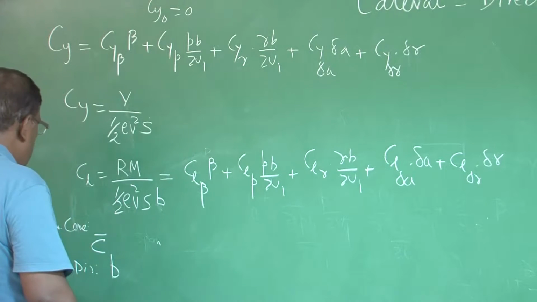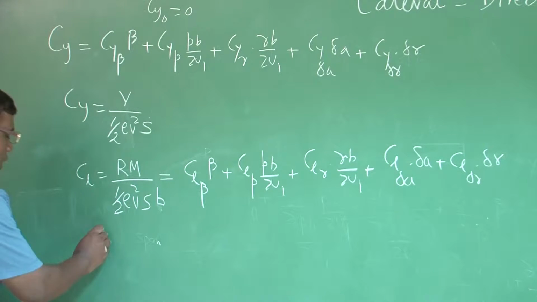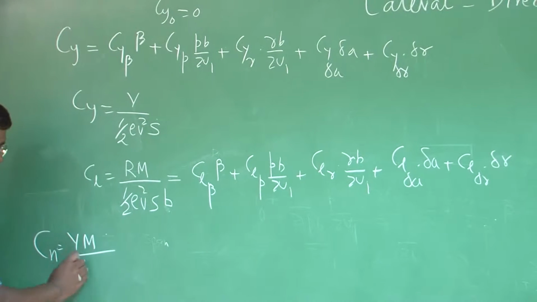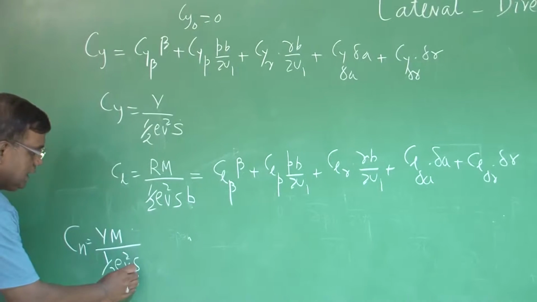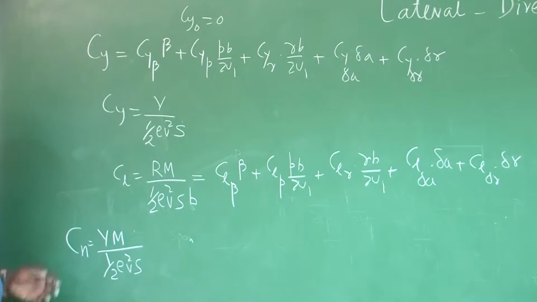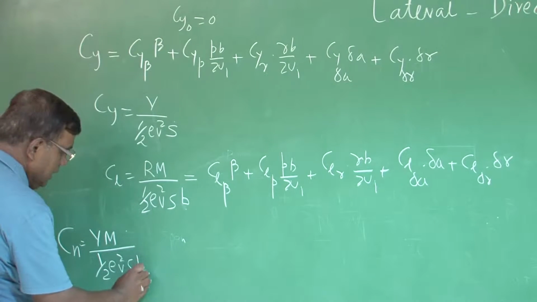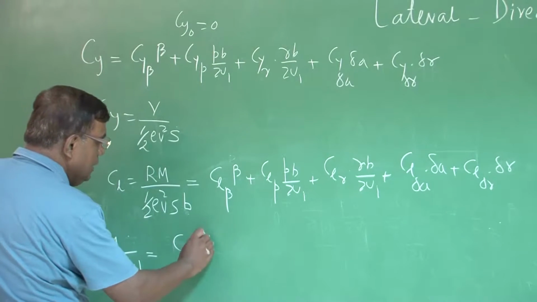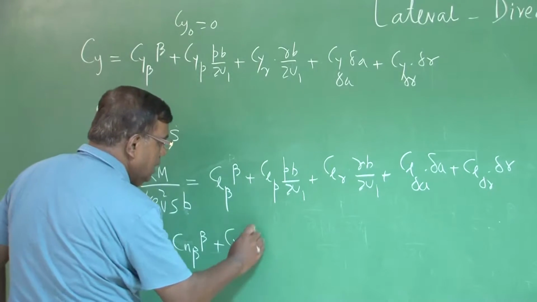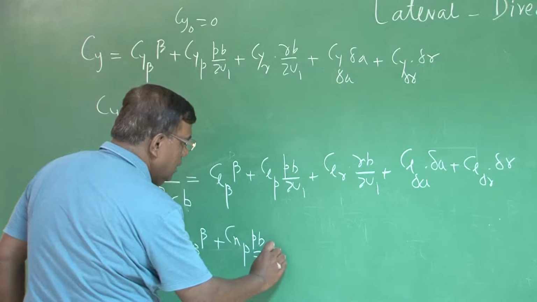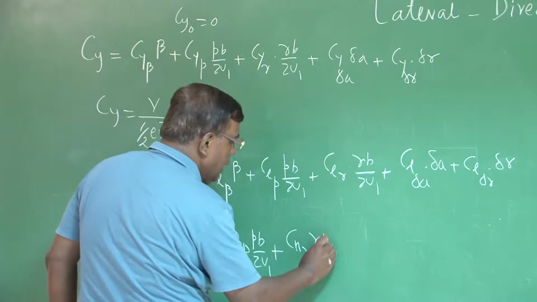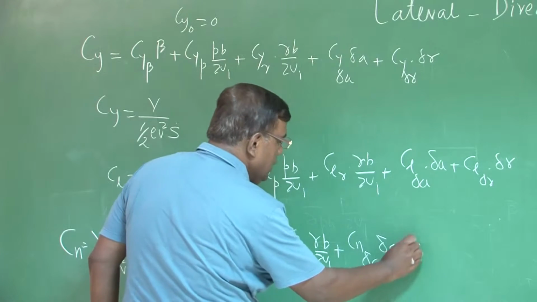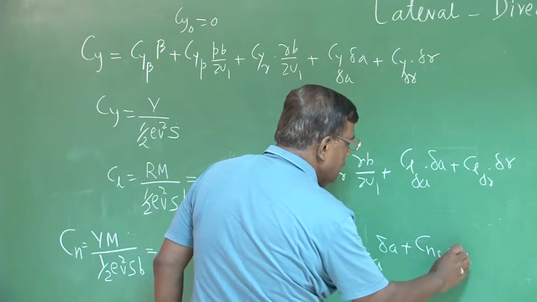Similarly, I can write for the yawing moment coefficient Cn, which is nothing but yawing moment non-dimensionalized with half rho V squared S, what? b or c? It is the directional case, it is b. Is equal to, I write again, Cn beta into beta plus Cn p into Pb by 2u1 plus Cn r into Rb by 2u1 plus Cn delta a into delta a plus Cn delta r into delta r.